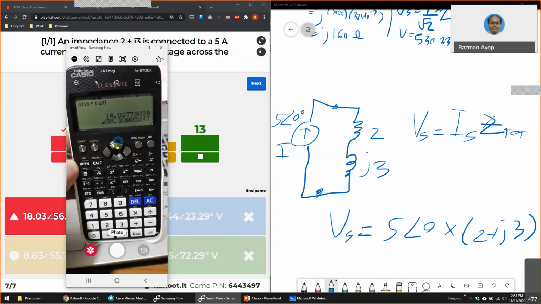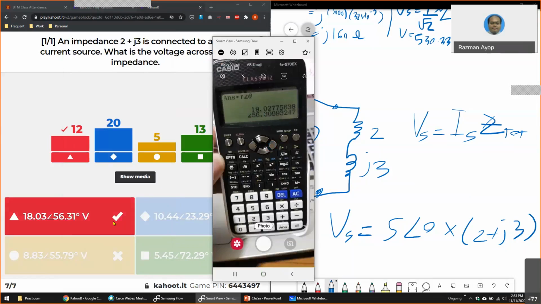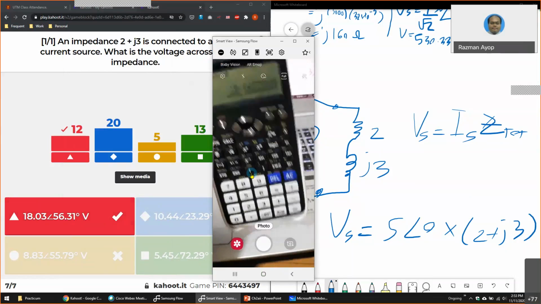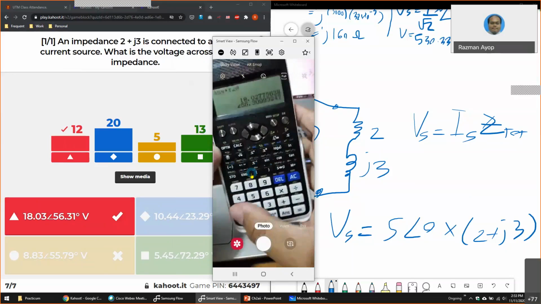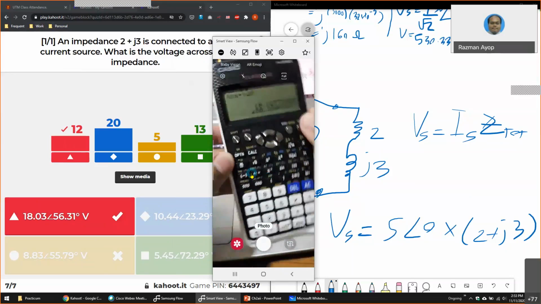18.03 and 56.31. Oh, it is different. Sorry about that. I have to check back the answer. I think the new one is the correct one.